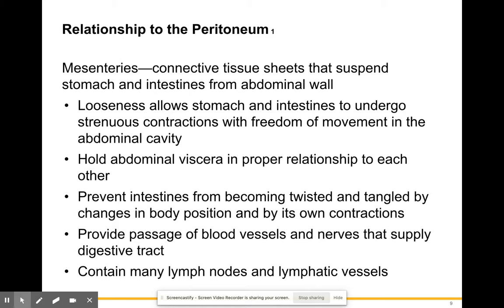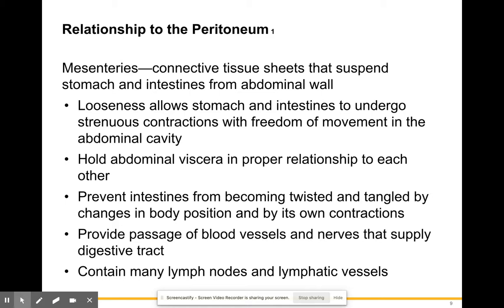It's going to prevent the intestines from being twisted and tangled by changes in position. When you stand up straight, when you lay down, when you roll over, when you play a sport and you're jumping around, your body position is constantly changing all the time. And if you didn't have mesenteries, your large intestines would get tangled like an old corded phone. If you've ever seen a phone that had a phone cord on it, it's not fun to take the knots out of a corded phone, okay?